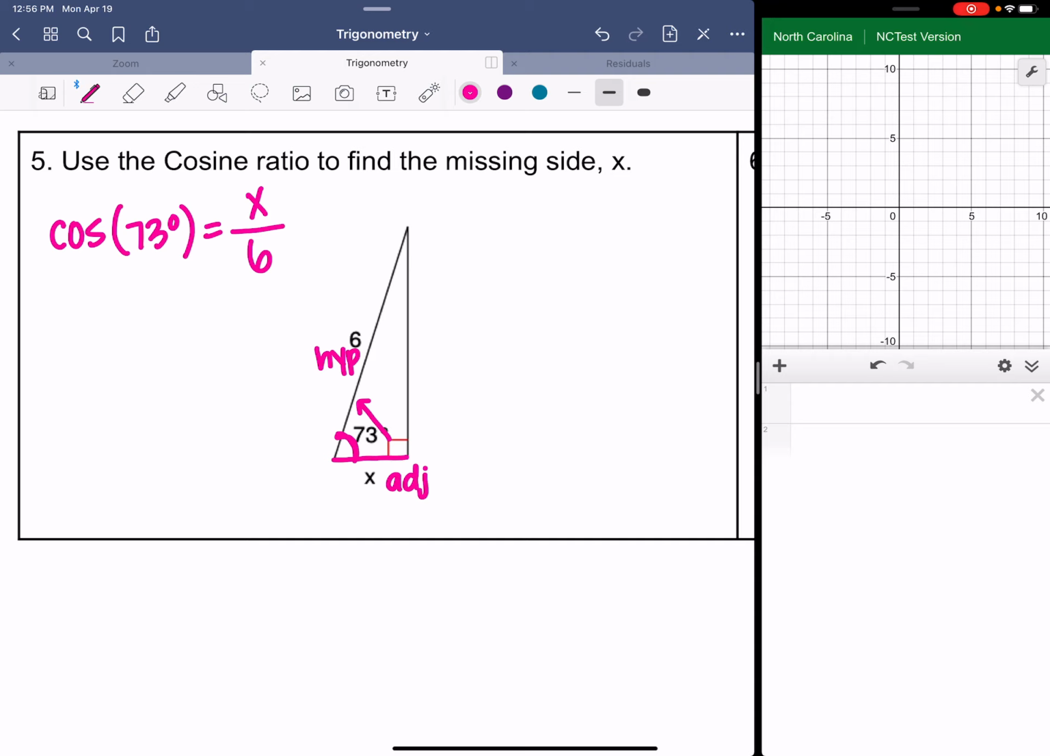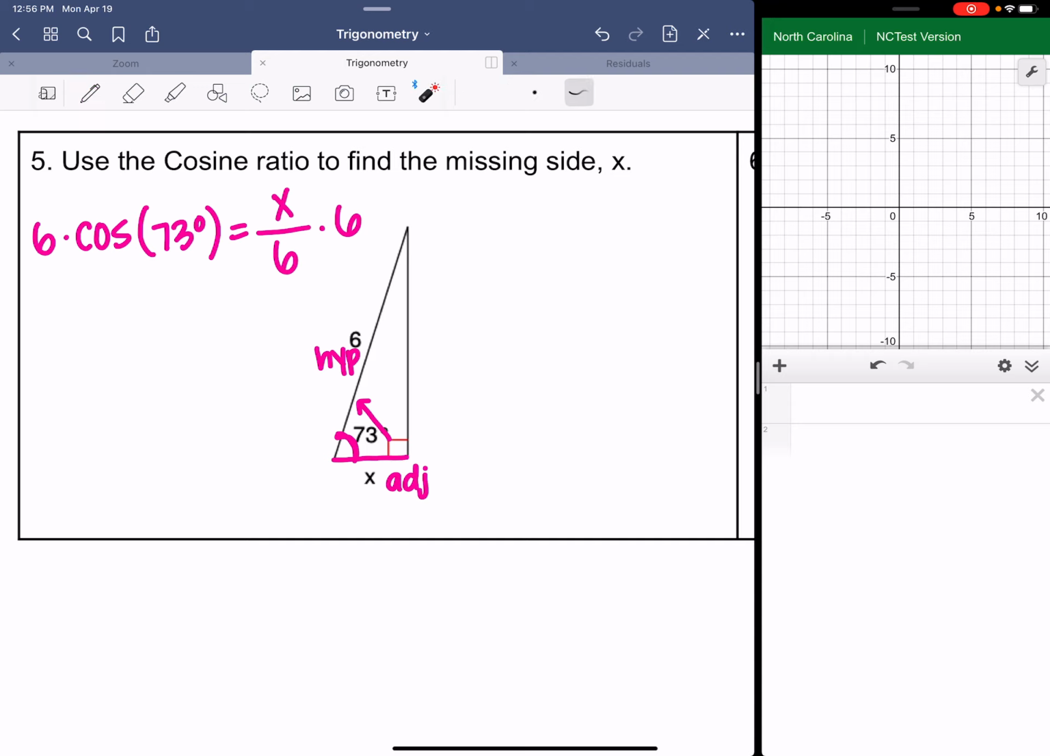So in this case, all we have to do to get x by itself is to remove this division by 6. So the inverse of dividing by 6 would be multiplying by 6 on each side. Let me move this over just a little. So we're going to do times 6 on each side. So that allows us to say that 6 over 6, this all equals 1. 6 over 6 is 1, so that can cancel out. That leaves us with 6 times the cosine of 73 degrees is equal to our x.